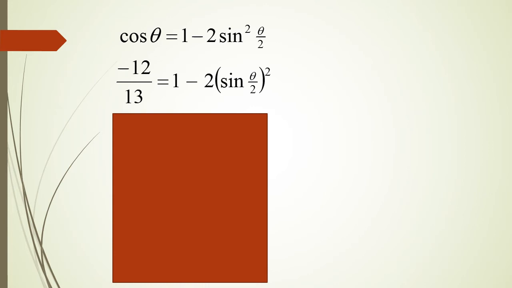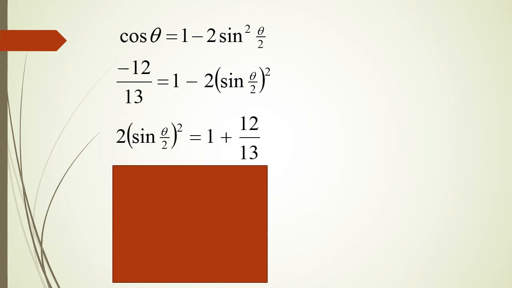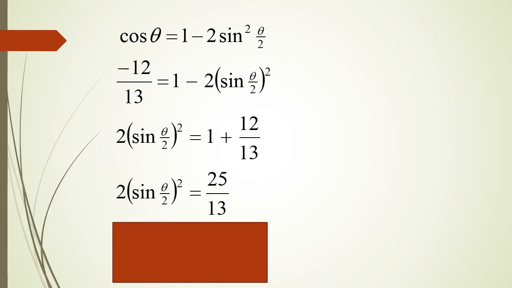So negative 12 over 13 is on the left, and what we're solving for is in the bracket on the right. I'm going to switch things around so that I don't have so many negatives. So I added 2 sine theta over 2 squared, and I added 12 over 13. So I need a common denominator on the right, and now I need to divide by 2.